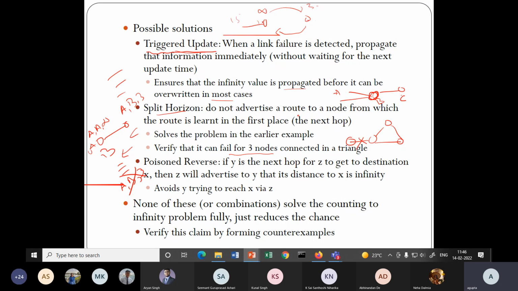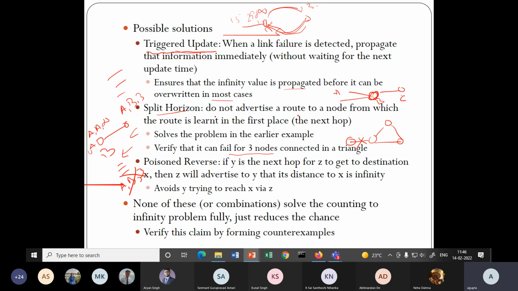This infinity change could have happened just at, say, 29.5 seconds. And by that time, this has already sent it because the clocks are not synchronized. So it sets the infinity before it can send it out. This comes in, it wipes it out. So triggered update does not solve it for you.